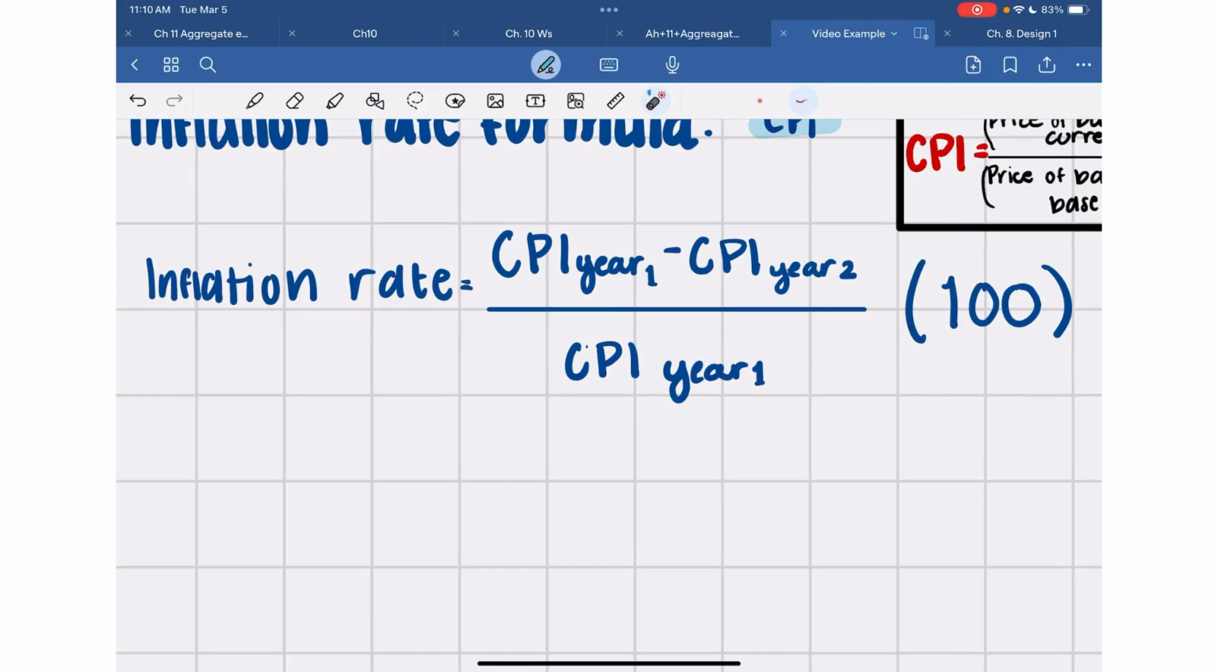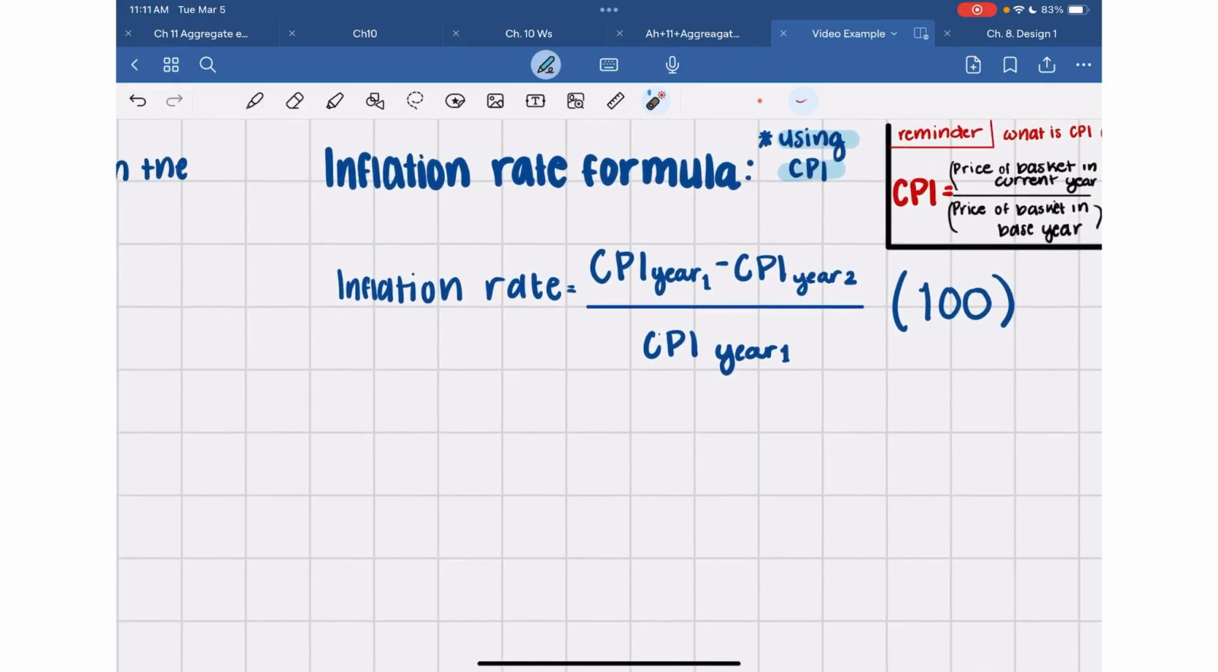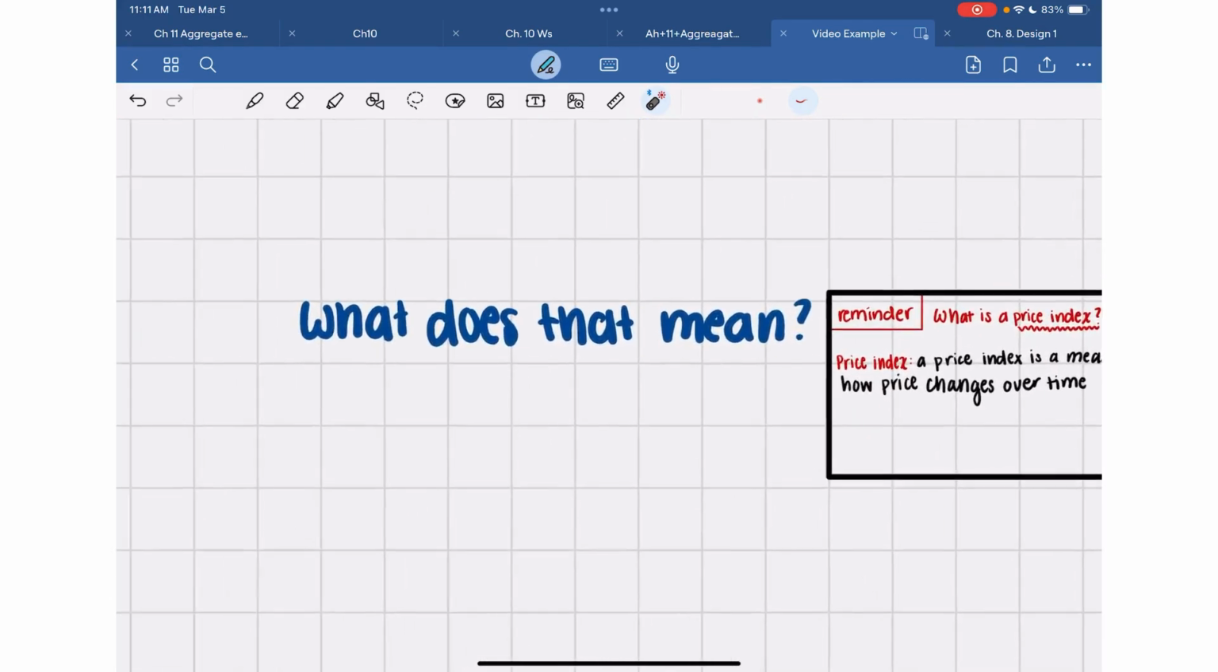So you would take the CPI of the first year, subtract it from the CPI of the second year, and you would divide that number by the CPI of year 1, and you would multiply all of that by 100. Let's take a second to think about what that means.